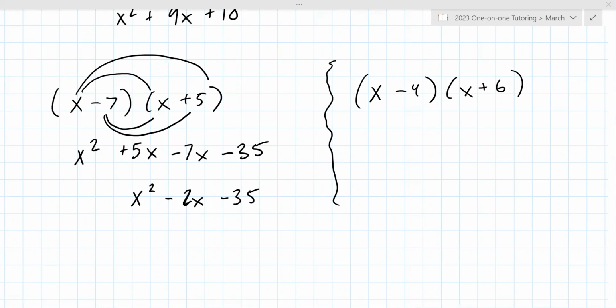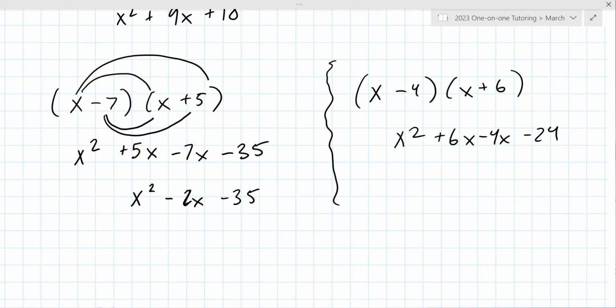And with the multiplying negative numbers, if they're different, it's always negative, right? That's right. Okay. I think it's x squared, positive 6x, negative 4x, negative 24. Yes. So go ahead and simplify that for us, please.